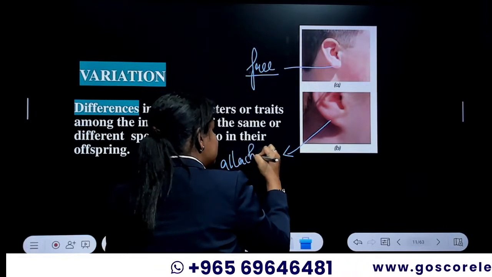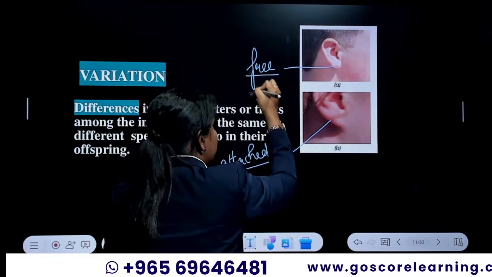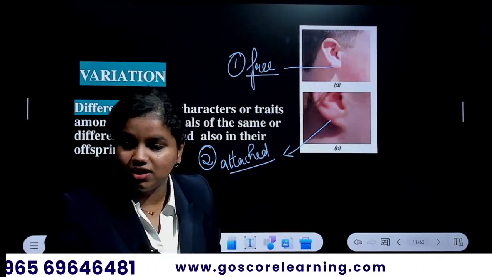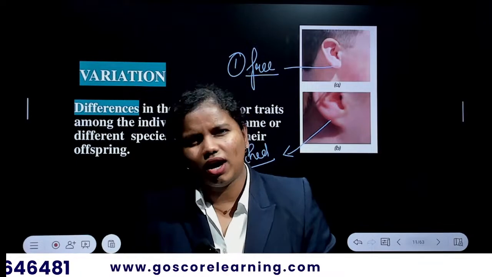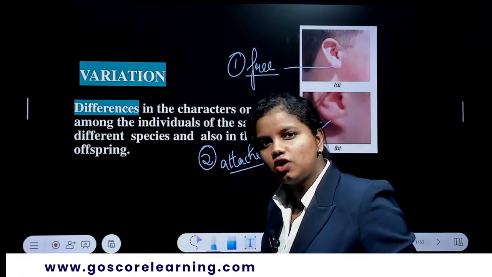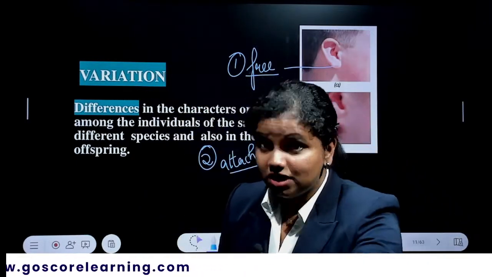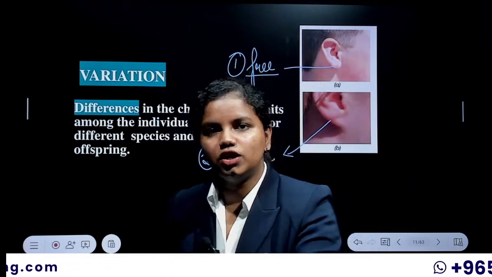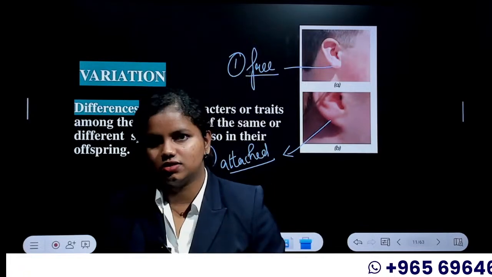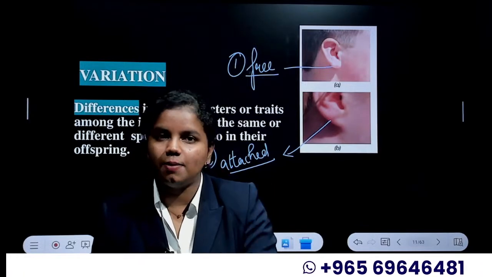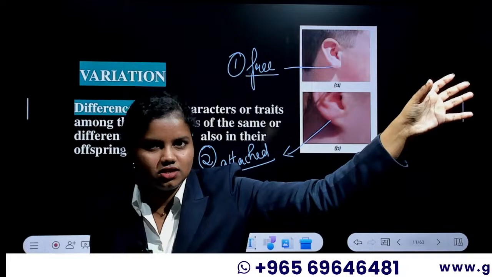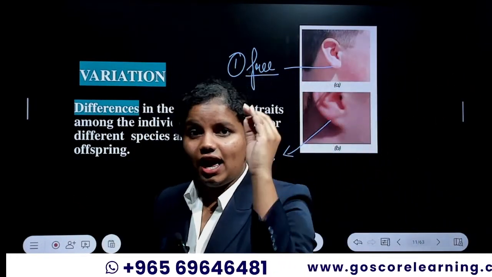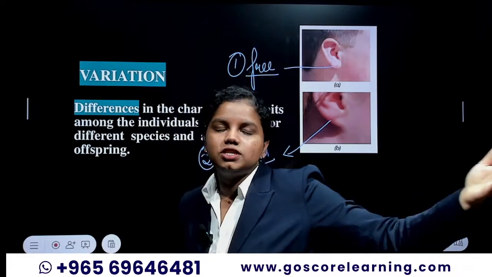So here you can see two different types of earlobes. One is the free earlobe and the second one is the attached earlobe. Why are we talking about it here in the variation topic? We are talking about it because this is a universal example to depict what variation is. So if you have to give an example for the question what variation is, just write the definition, give an example, free and attached earlobes in human species.